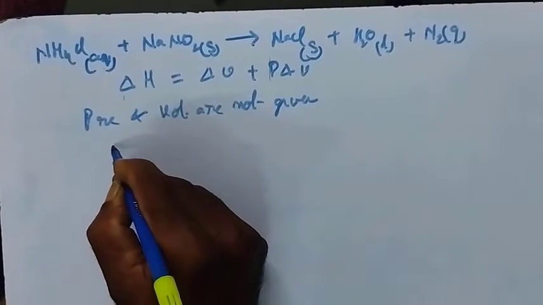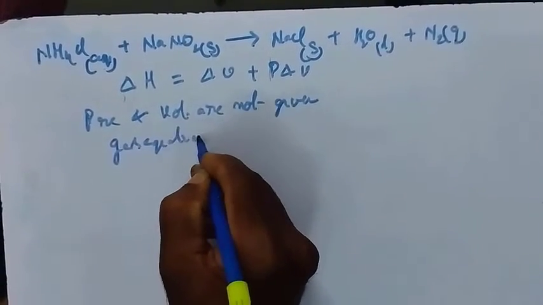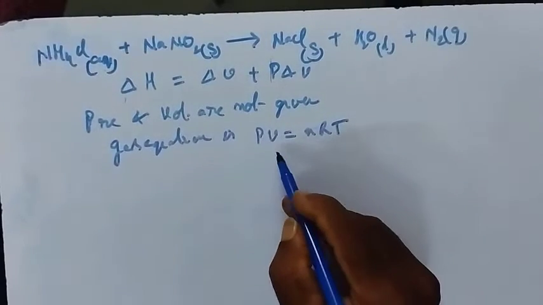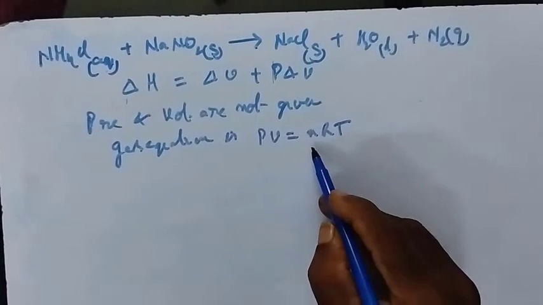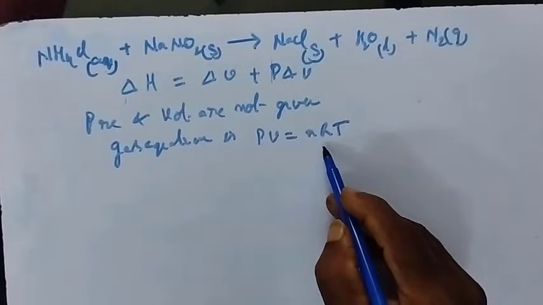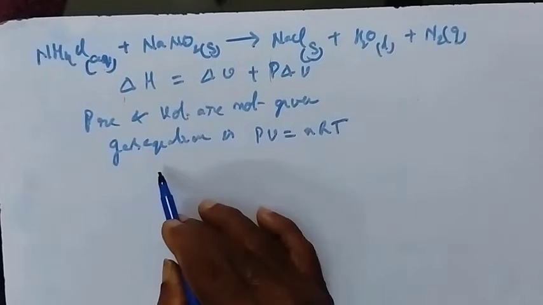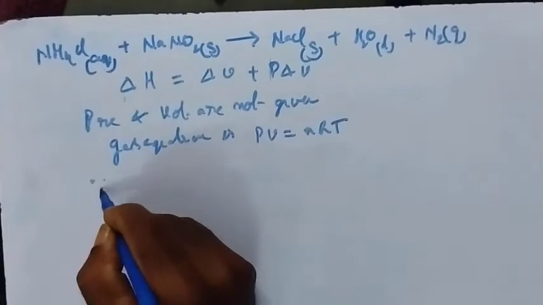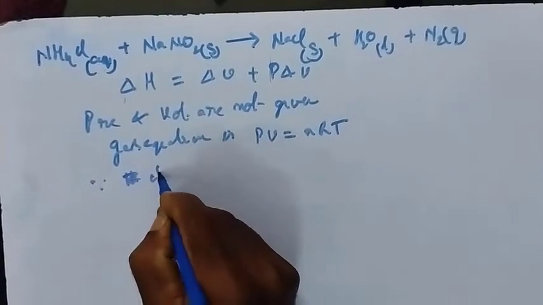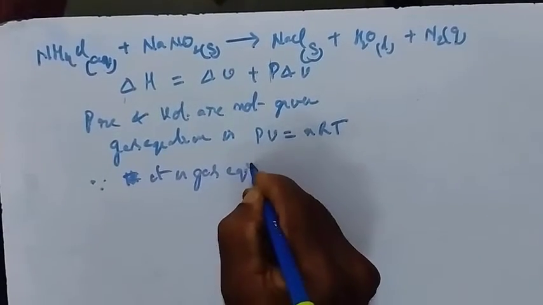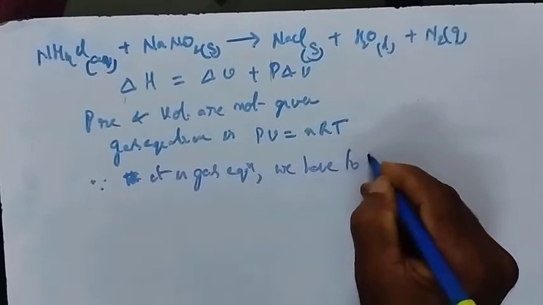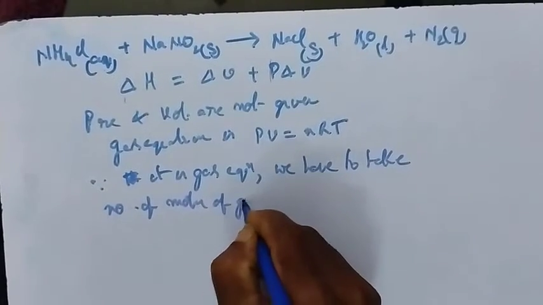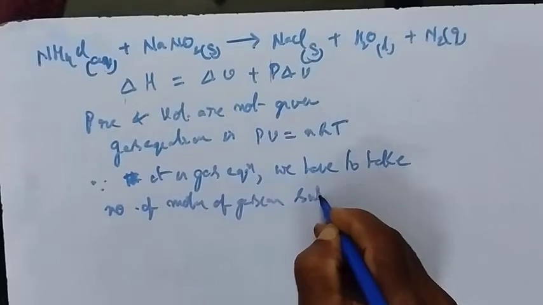See, we know that the gas equation is PV equals nRT. The product of pressure and volume is nRT, where n is the number of moles, R is the gas constant and T is the temperature. Since it is a gas equation, we have to take the number of moles of gaseous substances only.